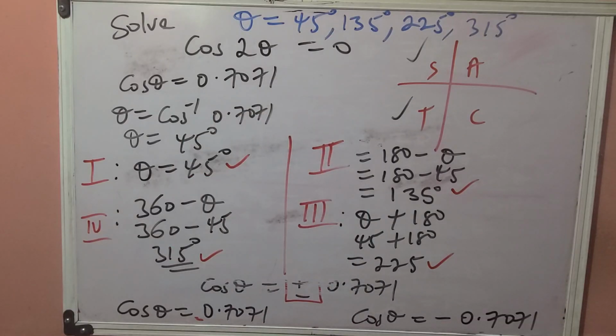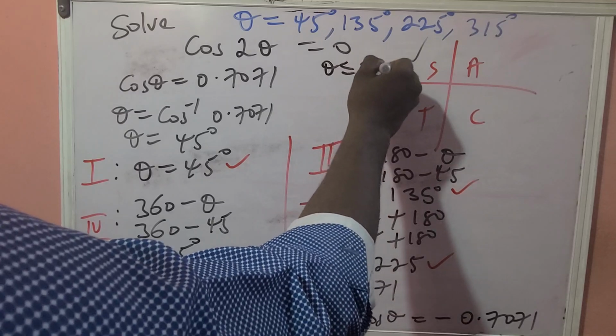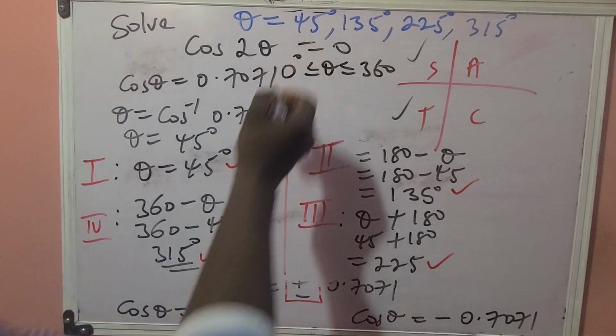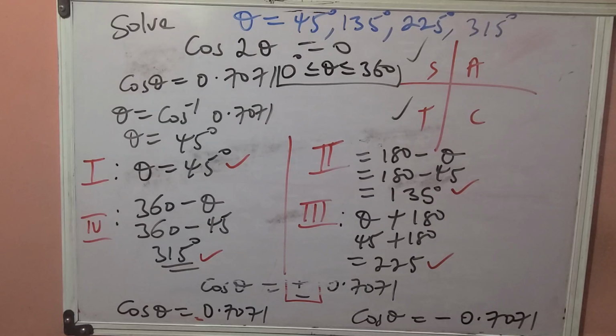So these are our values for theta when we're given this particular question. Don't forget what we're solving for in this question. We're solving for theta being between 0 and 360 degrees. So this gives us the final answer for our question.